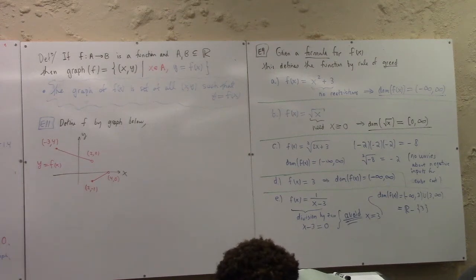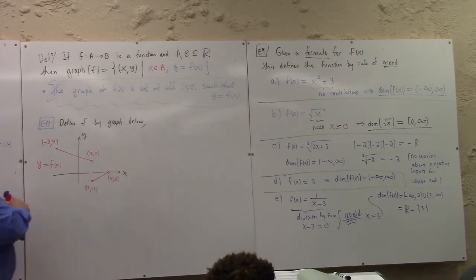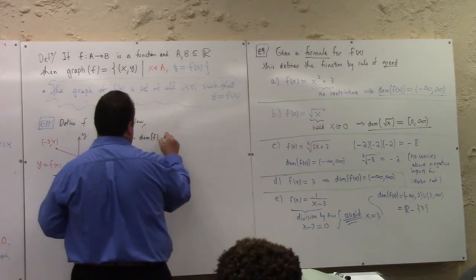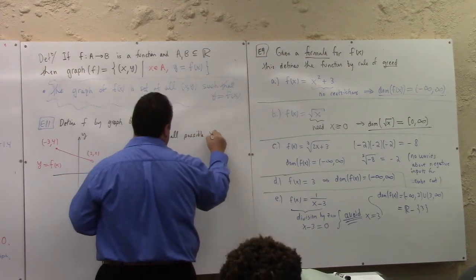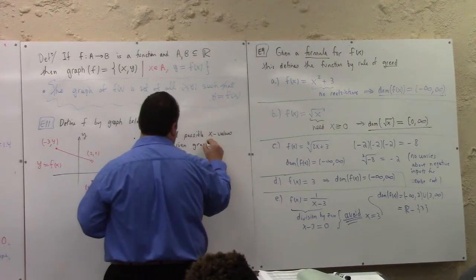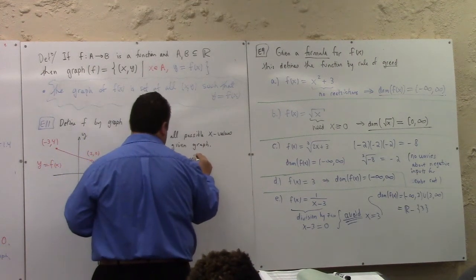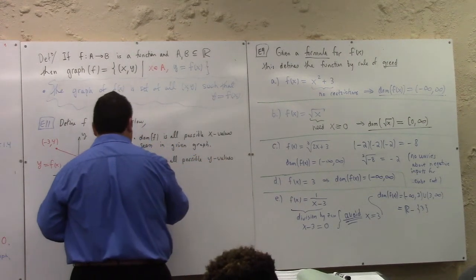So if you're given a graph which defines a function, it's a little different than being given a formula, obviously. For the formula, we just have to think about where the formula breaks down. For the graph, to figure out the domain, we have to think about the definition of the graph of a function. It's the set of points such that the x inputs are in the domain of the function, right? So the domain of f is all possible x values seen in the graph, and the range of f is all possible y values seen in the given graph, right?